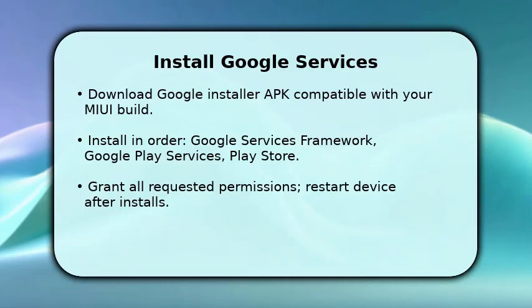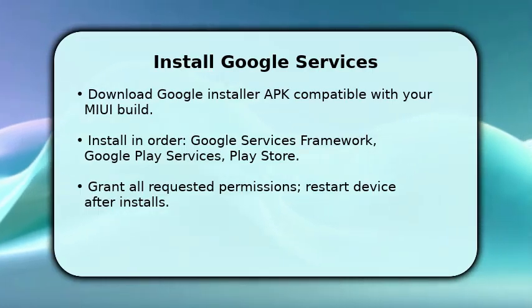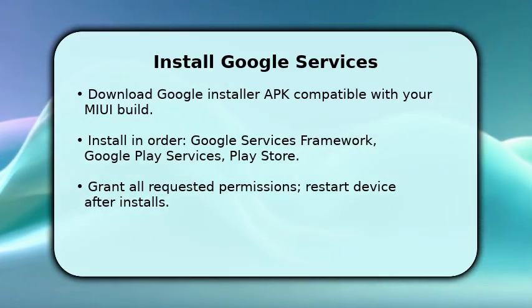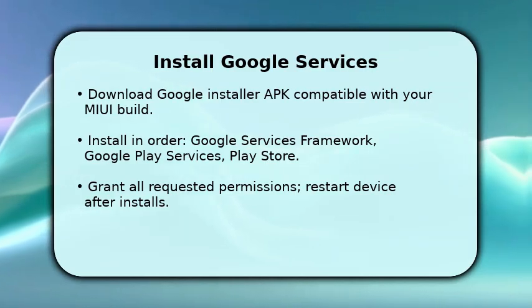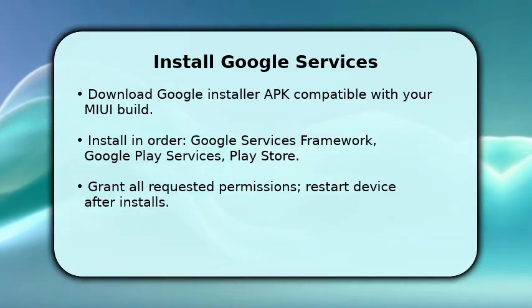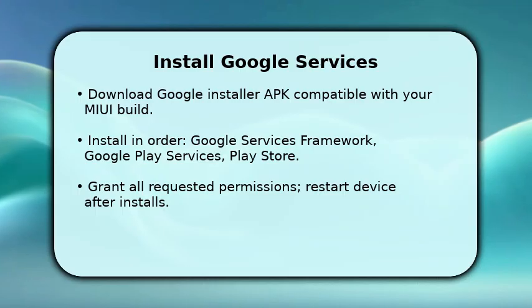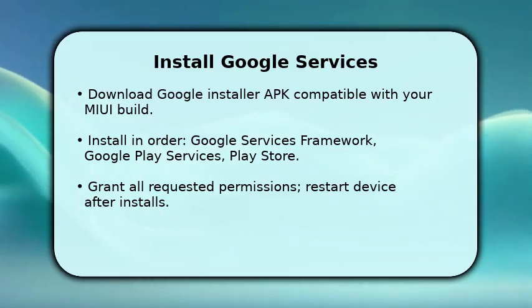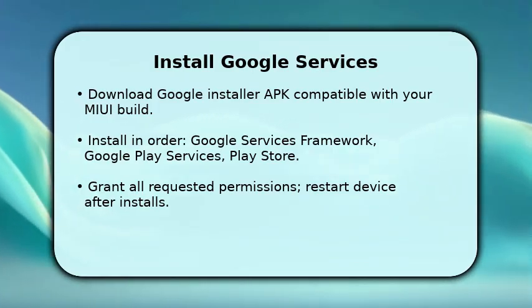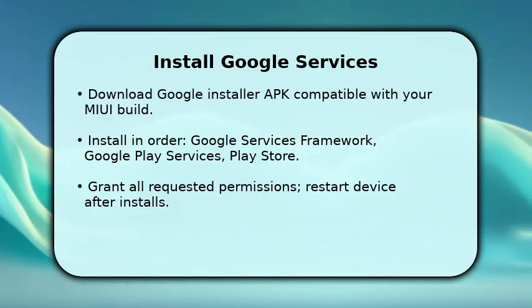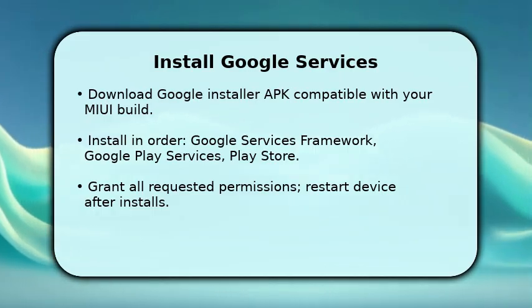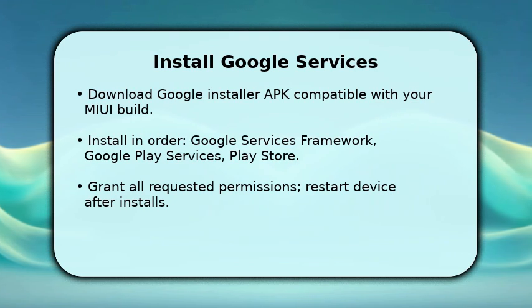You now download a reputable Google installer APK matched to your MIUI build. Mismatched packages cause crashes. Once downloaded, tap to install the packages in the correct order: Google Services Framework first, then Google Play Services, then the Play Store, because dependencies must register properly. During each install, accept all permission prompts so background services can run. After the final install, restart your Redmi to allow services to initialize. If you see synchronization prompts, follow them to complete account settings.